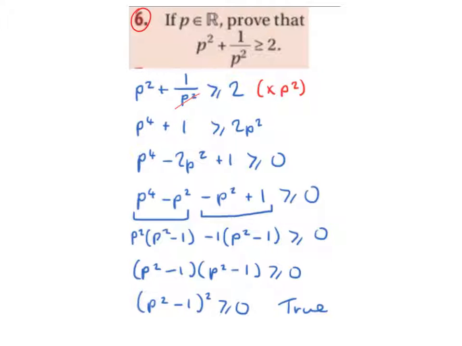And this statement is true because anything squared is going to be greater or equal to 0. So if this is true, then this must also be true.